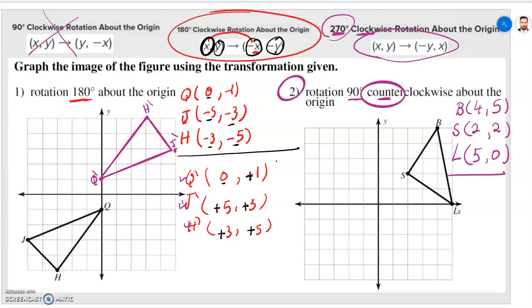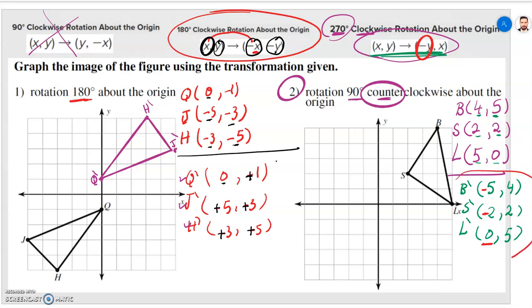After writing B, S, and L, I will write the coordinates of B dash, S dash, and L dash. And how can I know the coordinates of the image, when the pre-image is given? I will know it by using this rule. I will flip 4 and 5, it will be 5 and 4. I will flip 2 and 2, it will be 2 and 2, as it is. 5 and 0 will be 0 and 5. Then, in a different color, I will write the negative in the y coordinate position. I cannot write negative 0 because, as you know, 0 is not negative, not positive.